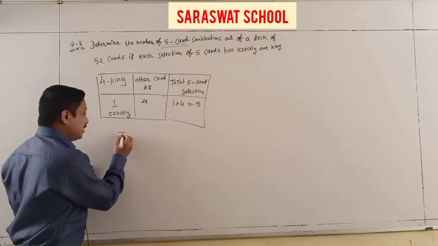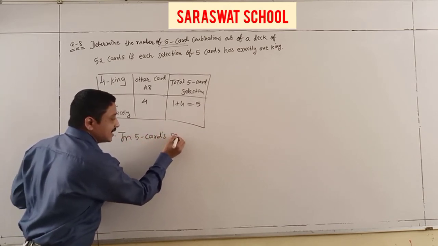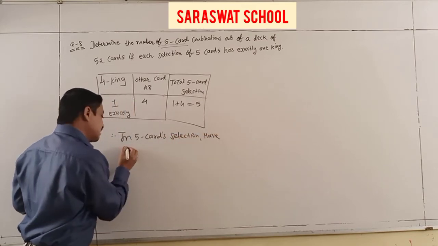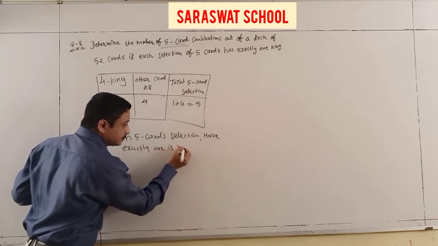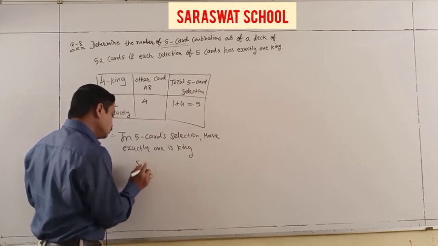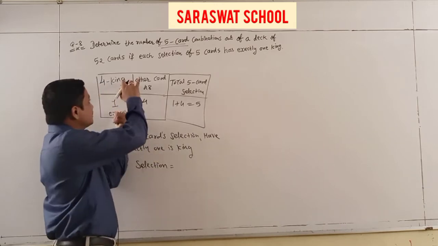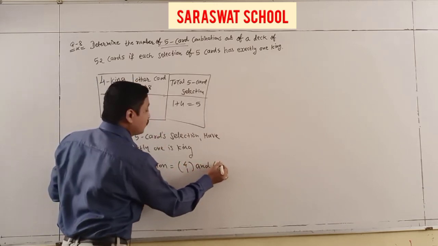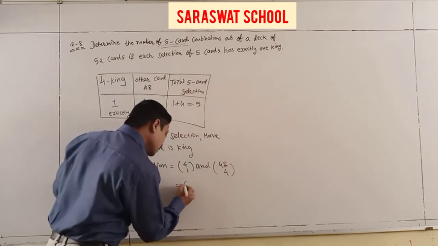So in a 5 card selection, I have exactly 1 king. So students, your answer is the selection. Very simple. My selection is here 4C1 and that 48C4. Now nothing else, your numerical is done.